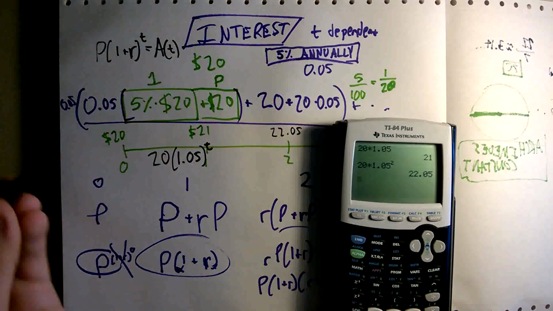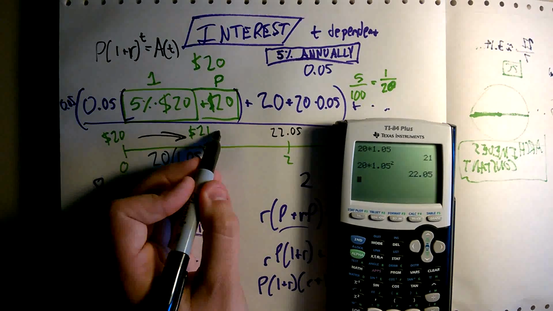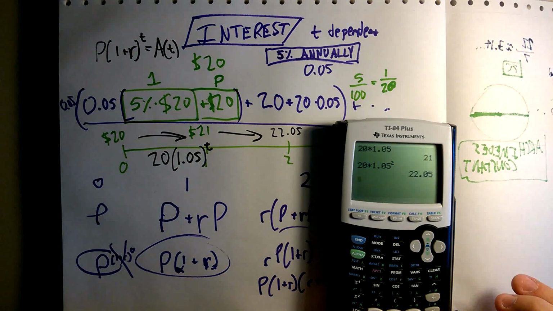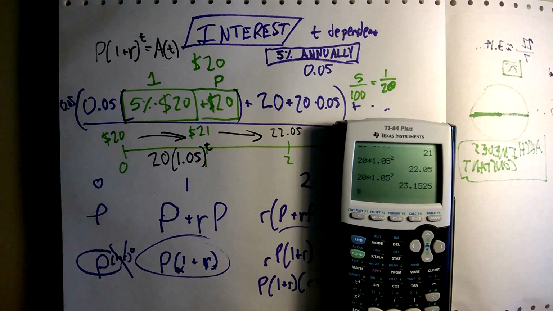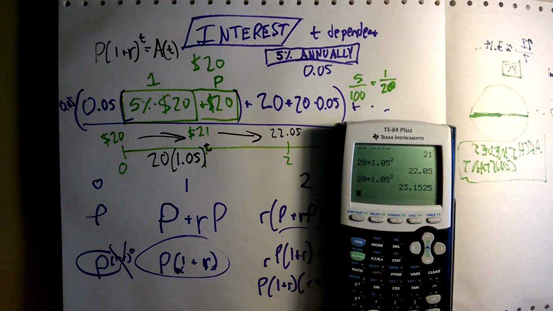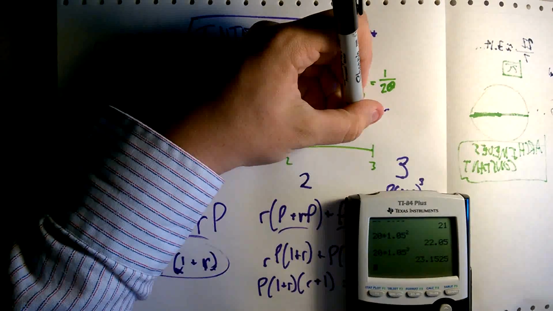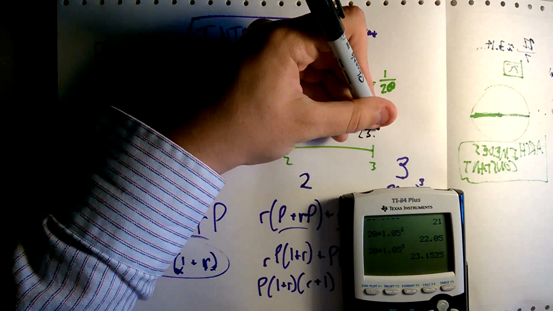22.05. If you look, this change is getting bigger. This change is 1. This change is $1.05. So it definitely is getting bigger. Then 20 times 1.05 to the third power. So after 3 years, we gain $3.15. So 23.15. Cool.